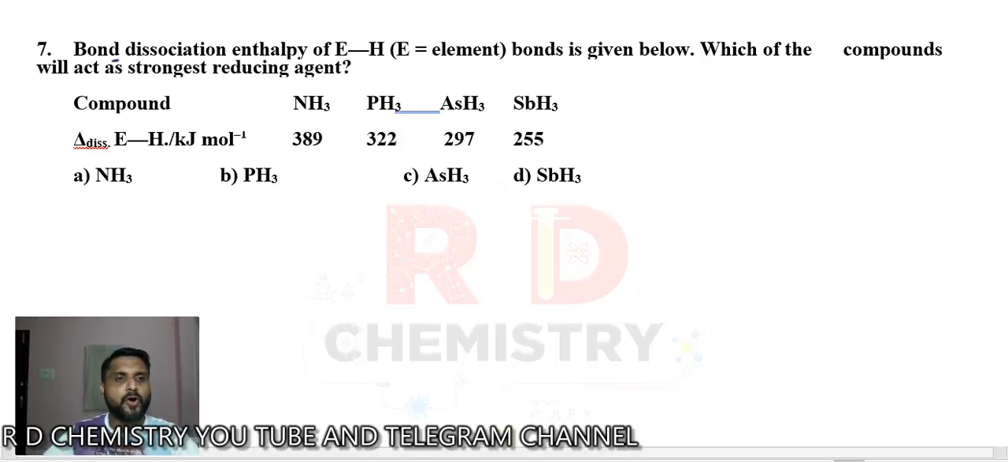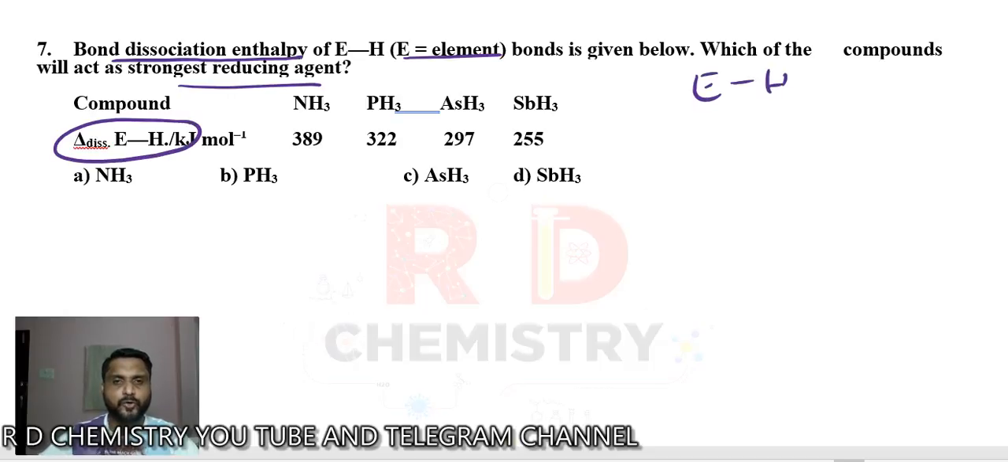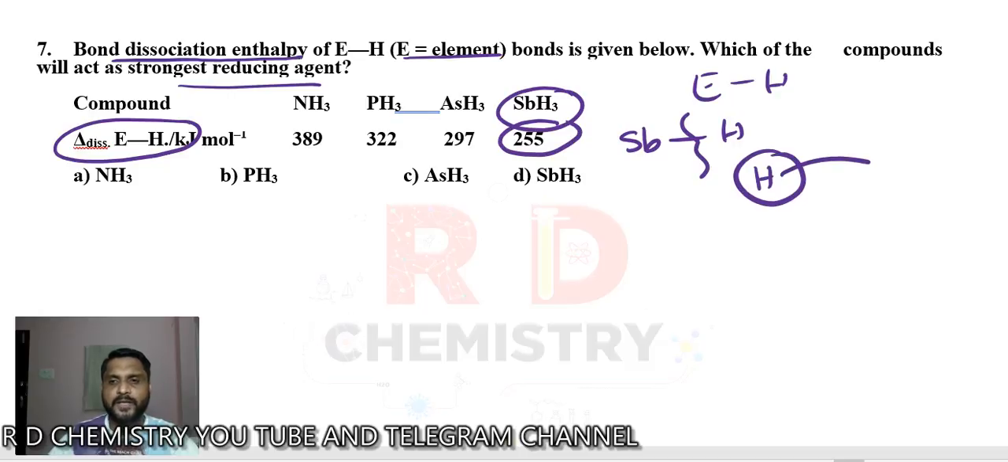Question number 7. Bond dissociation enthalpies of the elements are given below. Which of the compounds is the strongest reducing agent? See here, this is the bond enthalpy between the two atoms, say element E and hydrogen. So bond enthalpy is minimum for SbH3, correct? So the Sb-H bond can be easily broken and that hydrogen can be easily made available. If it donates a hydrogen atom, it is called a reducing agent. Therefore, SbH3 is the strongest reducing agent here. Okay.